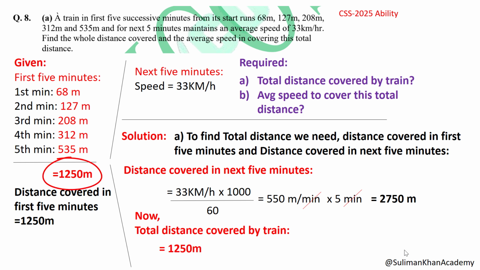It means the total distance covered by the train is 1250 meters in the first 5 minutes, plus 2750 meters in the next 5 minutes, and that is of course 4000 meters, or you can say 4 kilometers.